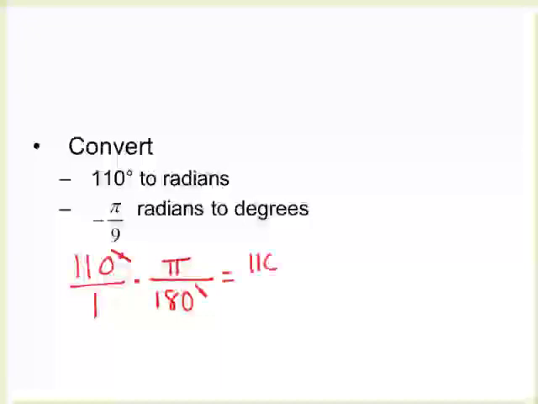Multiply across the fraction and give your answer as a reduced fraction with pi still in it. No decimals, but reduce that fraction, leaving pi in it.